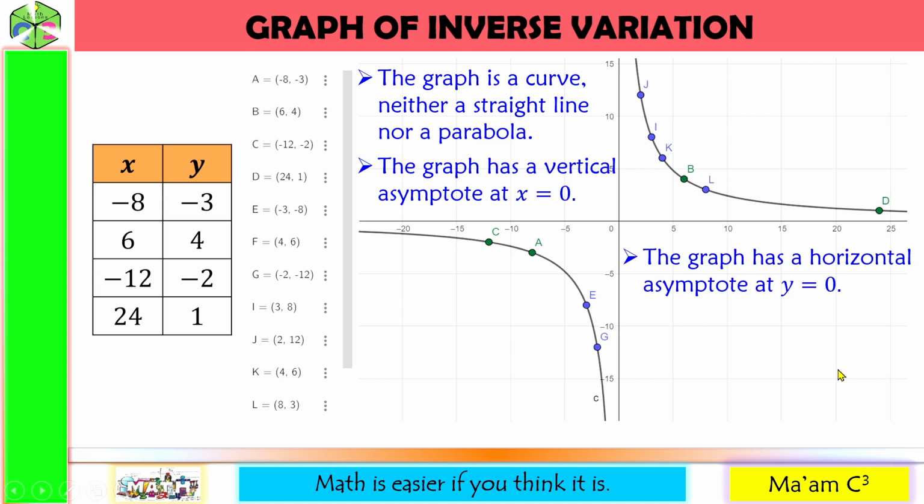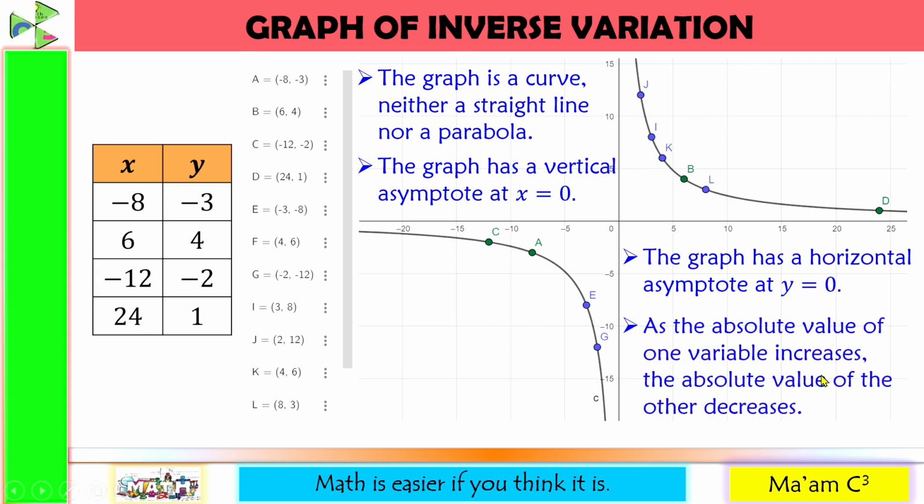Last one, as the absolute value of one variable increases, the absolute value of the other decreases. Notice here, 5, 10, 15, 20, it increases. And let's take a look at here. Let's get the absolute value. 20, 15, 10, 5. It decreases.